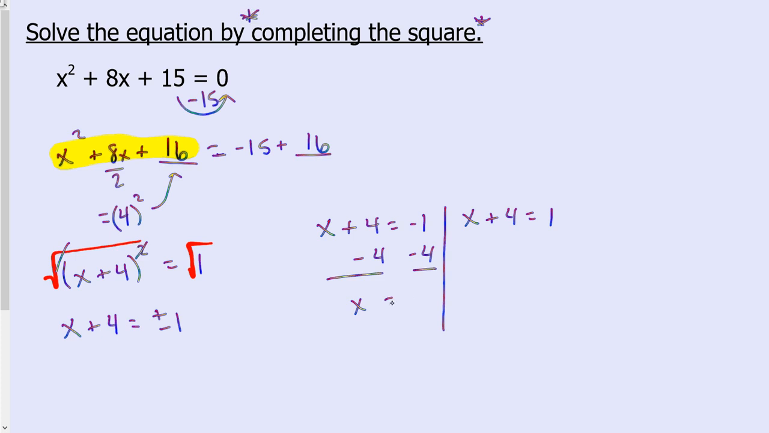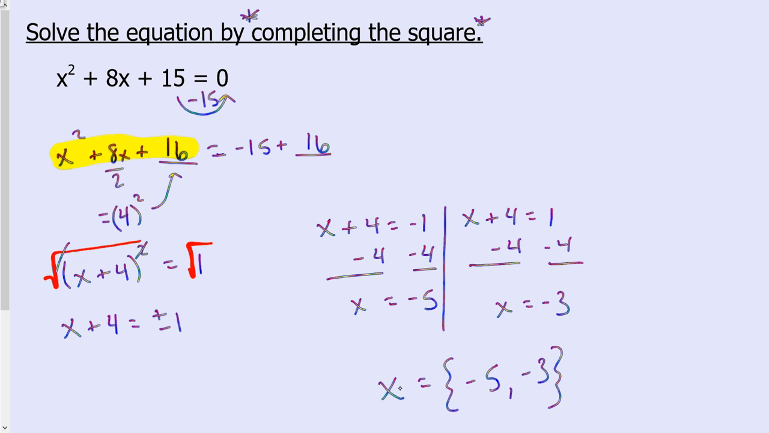Okay, so we're going to get x equals negative 5 as one of my solutions. And the other solution, I'm going to get x equals negative 3. So my solution set is going to be x equals negative 5 and negative 3. Okay, could you check this solution? Sure, you could plug it in and make sure it works. I'll go ahead and tell you it does.